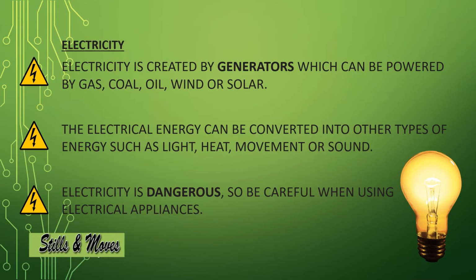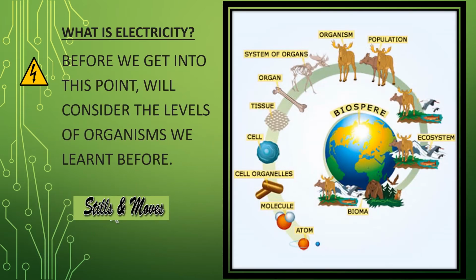Electricity is created by generators which can be powered by gas, coal, oil, wind, or solar. The electrical energy can be converted into other types of energy such as light, heat, movement, or sound. Electricity is dangerous, so be careful when using electrical appliances. Before we get into this point, we'll consider the levels of organisms we learned before.